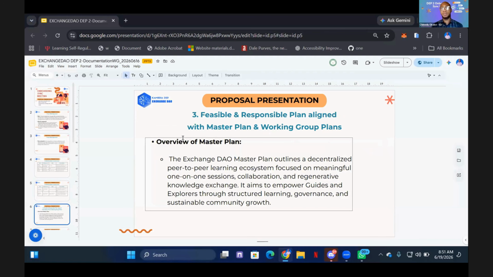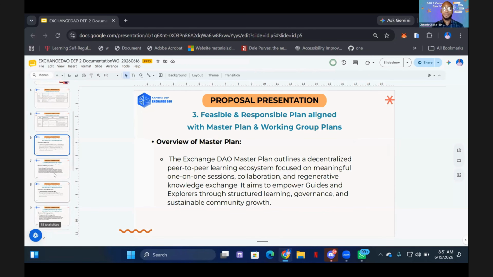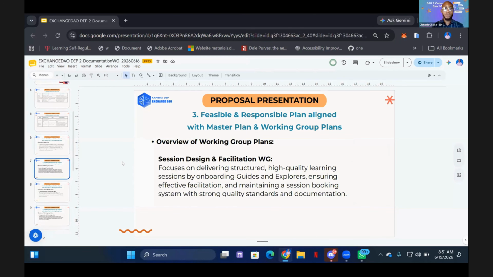So the overview of the master plan is that it outlines a decentralized peer-to-peer learning ecosystem focused on meaningful one-on-one sessions, collaboration, and regenerative knowledge exchange. It aims to empower guides and explorers through structured learning, governance, and sustainable community growth. Then I'll be calling on my different working group leads to say a few things about their plan. I'll be calling on the session design and facilitation lead, Onu Stella. Stella, please, can you hop on?